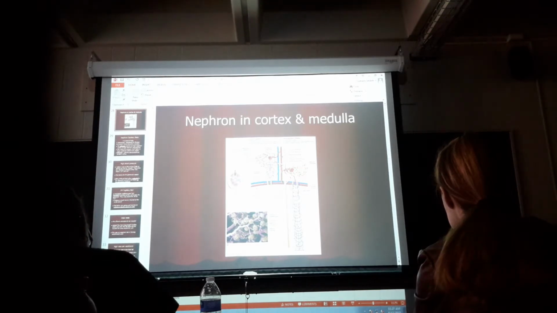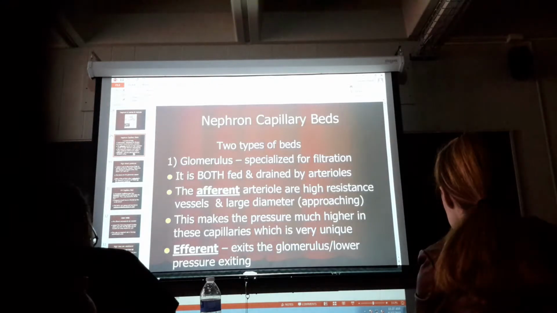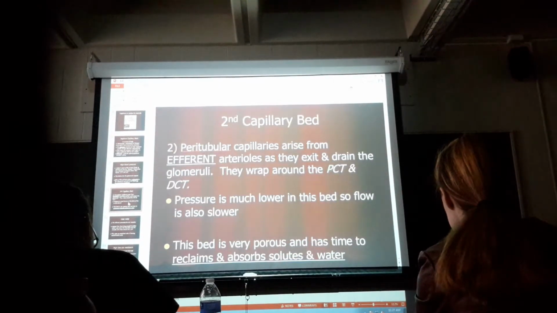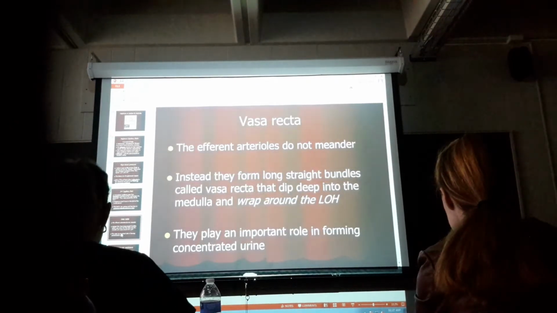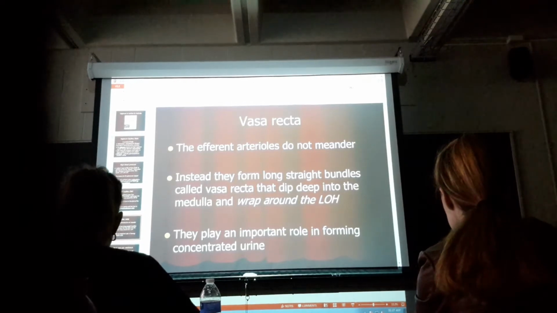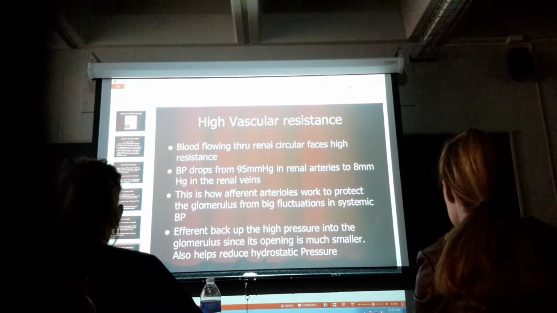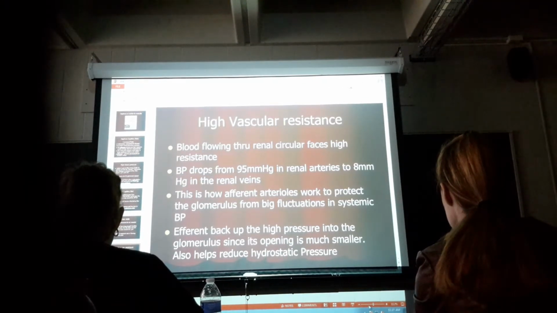So we have a whole bunch of systems put in place so that we don't get out of balance with our solids. And that's our efferent arterioles. The vasa recta is in the loop of Henle. That's how we're going to return it back out. Okay, questions over that?